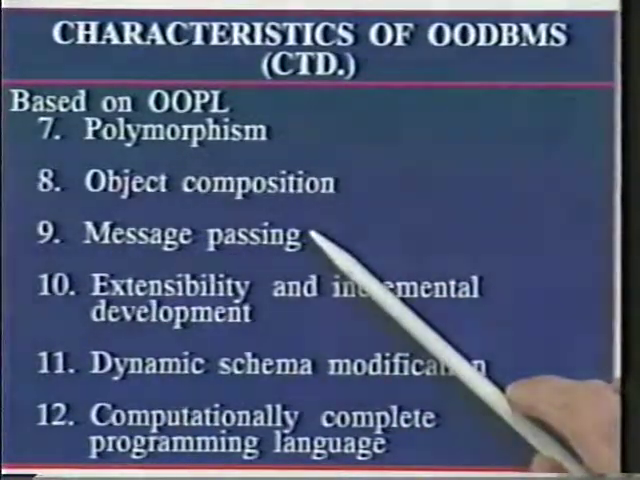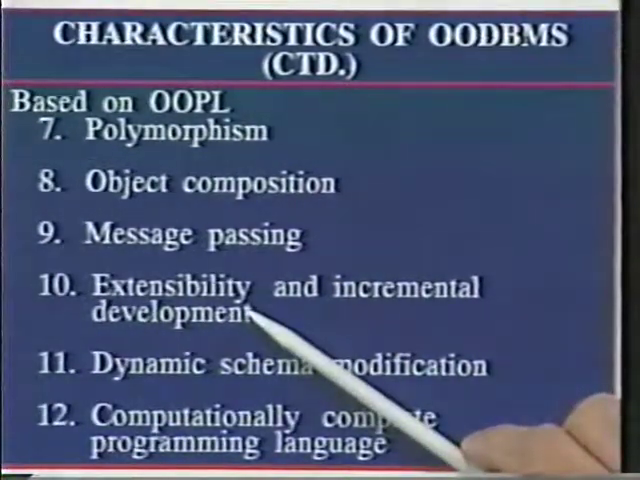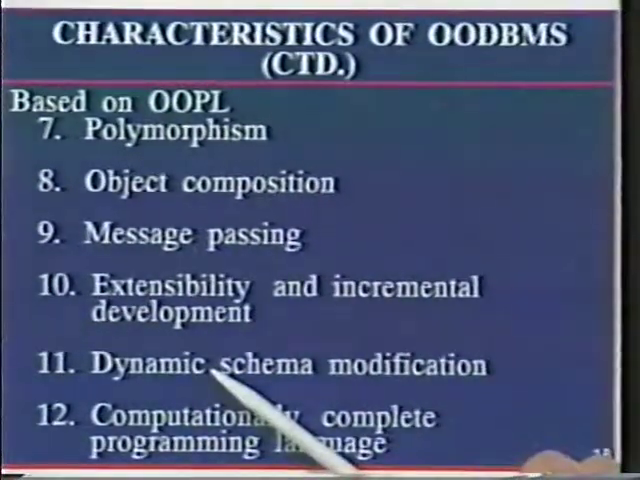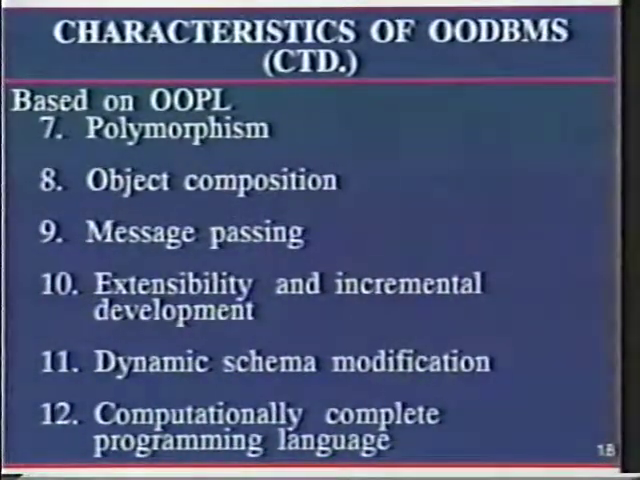Object-oriented systems, as we have seen before, help in the process of message passing. They are extensible and help in the process of incremental development. Some languages help in dynamic schema evolution. And finally, object-oriented programming languages are computationally complete programming languages, and object databases have the advantages of these computationally complete programming languages.